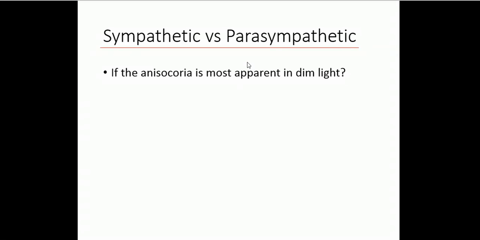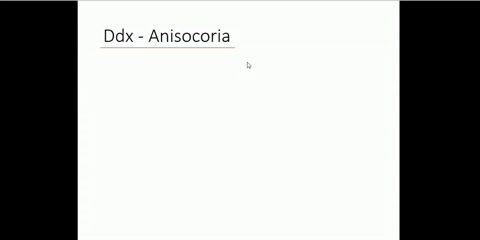So again, if the anisocoria is most apparent in dim light, we would suspect a sympathetic system dysfunction and think about a Horner syndrome. Whereas if the anisocoria is most apparent in bright light, we would suspect parasympathetic dysfunction and then think about either a third nerve palsy, and after we've reassured ourselves that in this patient we're seeing in the clinic at least there's no strabismus and no ptosis, then we would be thinking about an Adie's tonic pupil.